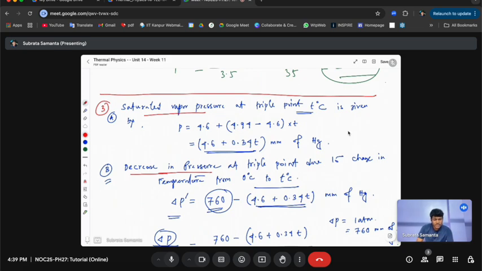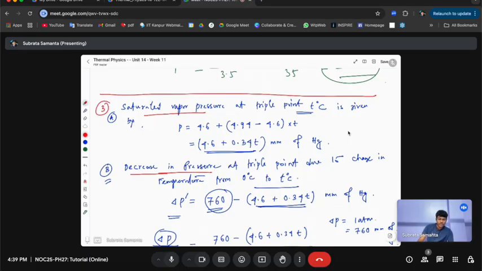So first calculate the saturated vapor pressures at the triple points, and then you calculate the change in pressure at the triple points when the temperature changes from 0 degree centigrade to T degree centigrade, right? At 0 degree centigrade, you know the pressure is basically one atm pressure. That is given.